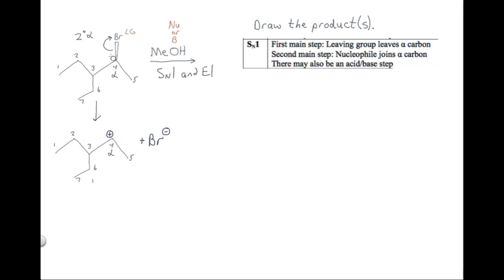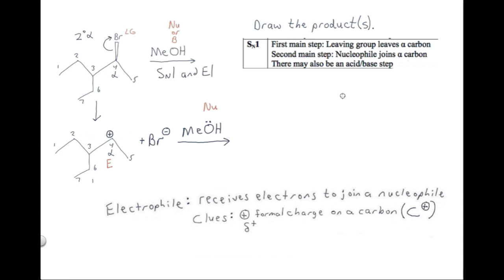Carbon 4 starts neutral and loses electrons, so carbon 4 becomes positive. It's crucial to include this positive sign. The bromine starts neutral and gains electrons, so the bromine becomes negative. Now, in our second step, the nucleophile is going to join the alpha carbon. Let's show the roles for that step. I'm doing SN1 mechanisms right now, so let me remind myself of that by writing SN1 here.